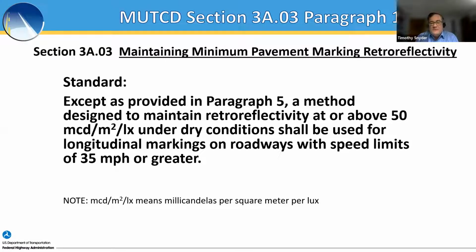But it sets the minimum retroreflectivity of 50 millicandelas. This is measured under dry conditions. It applies to only longitudinal markings: lane lines, center lines, edge lines. And it applies only to roadways with posted speed limits of 35 miles an hour or greater. It should be noted that other markings that must be visible at night are still required to be retroreflective, but this minimum threshold is not applicable to those specific markings.